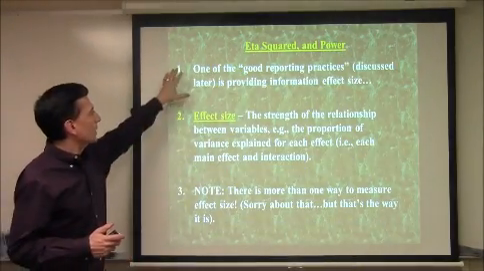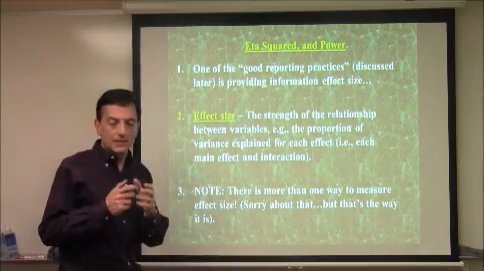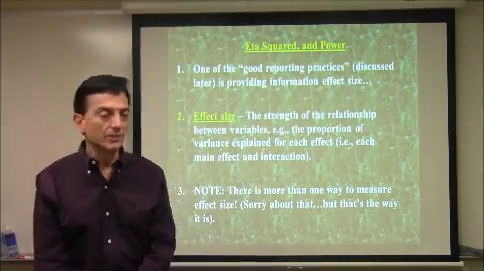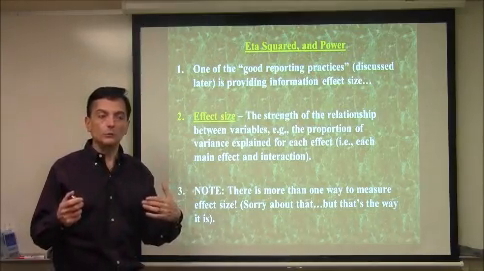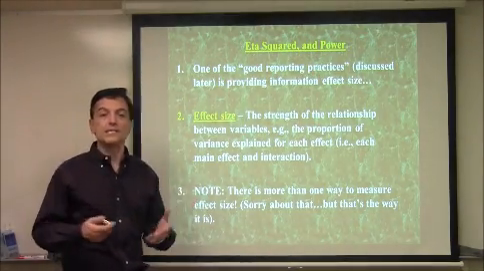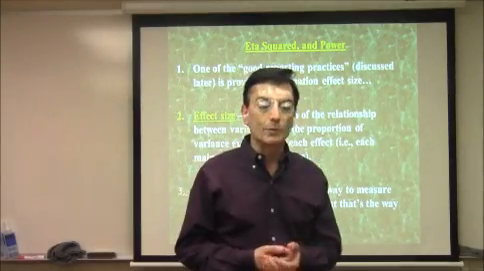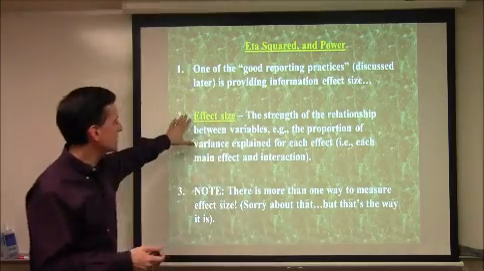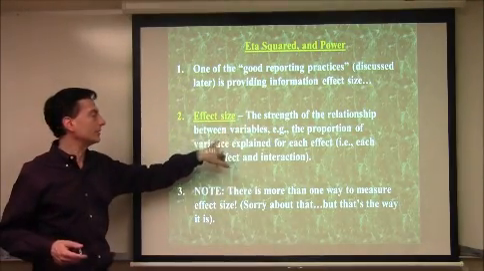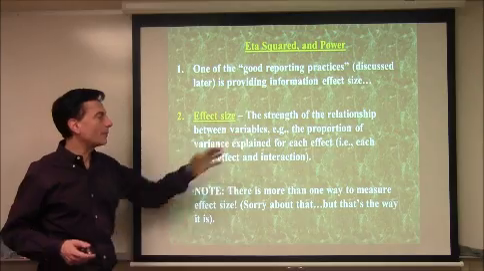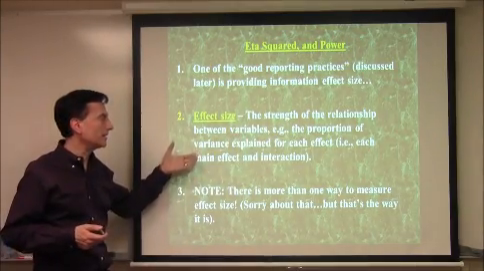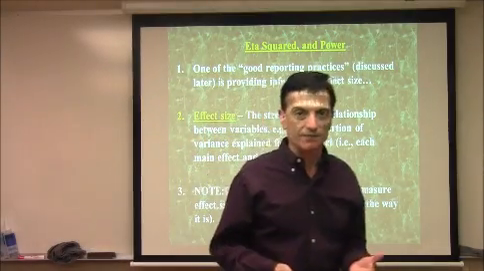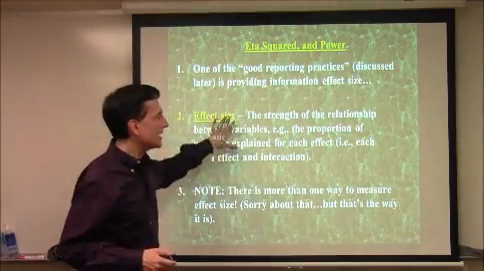Okay? So one of the good reporting practices that we're going to be talking about in just a little while, and this comes to us from the American Psychological Association, is that we always want to be able to report not only what was the case or the findings with respect to our F statistic, or whatever statistic we might be using, but also some indication of effect size. So let's remind ourselves that the effect size is the strength of the relationship between variables. For example, we might report the proportion of variance explained for each effect. That would be for each of the main effects as well as for the interaction effect. Okay? So this is the idea of effect size.